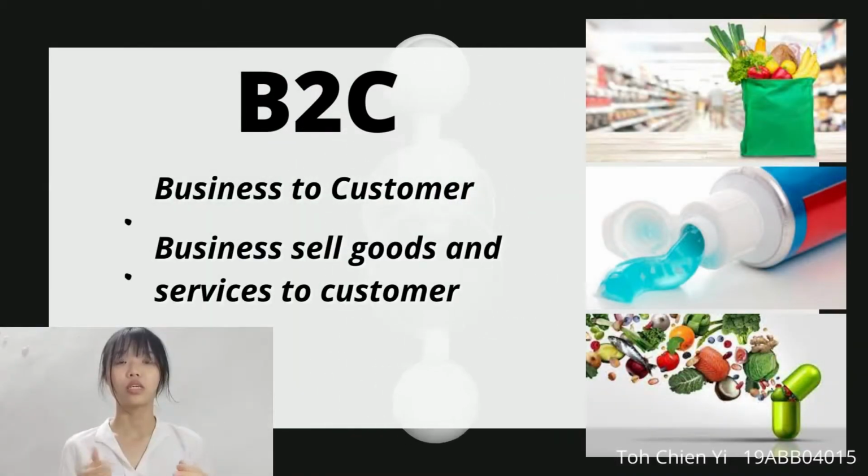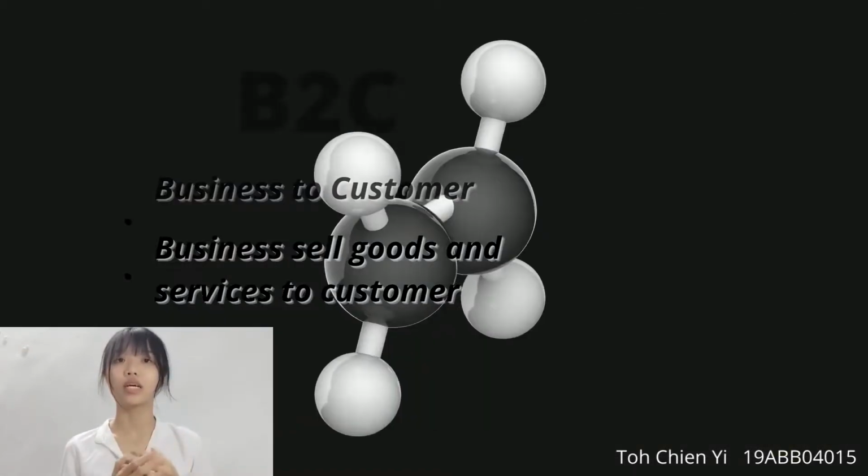Besides C2C, there is B2C. B2C refers to business to customer, which is the most common type of marketplace, as a business will sell their goods and services to the customer. For example, Shopee is now launching their Shopee supermarkets in their online e-commerce platform. Hence, Shopee, a business, is directly selling their products such as grocery, supplements, and daily appliances to the customer.